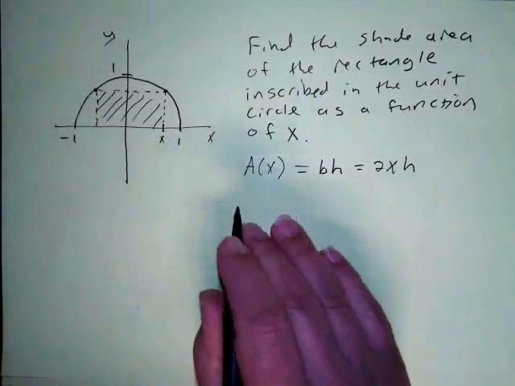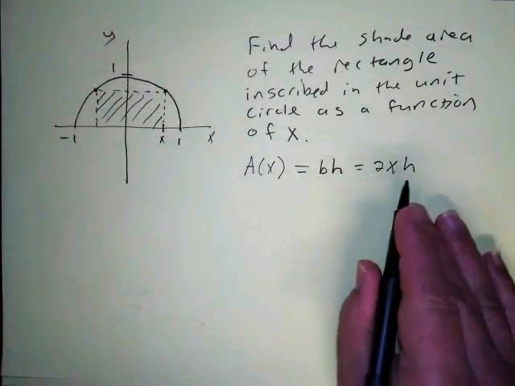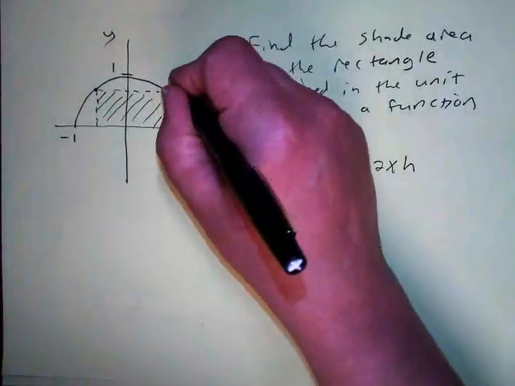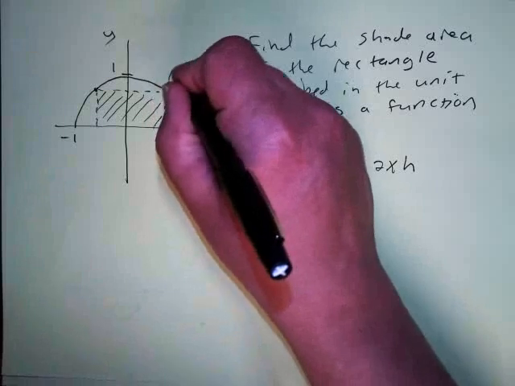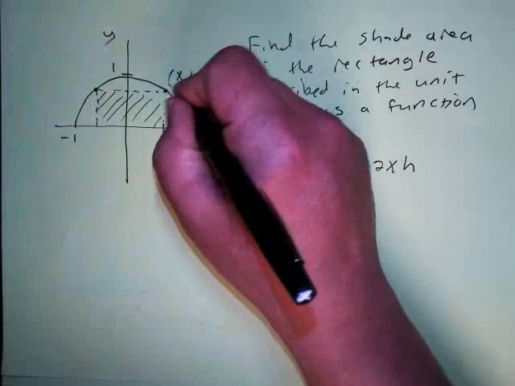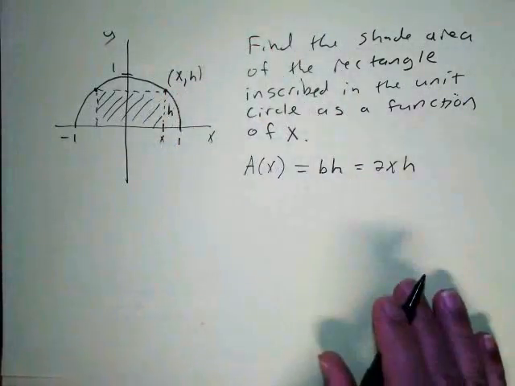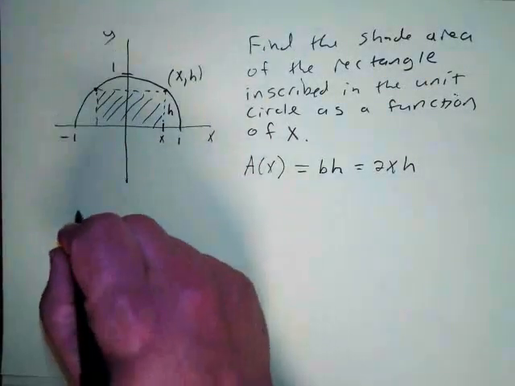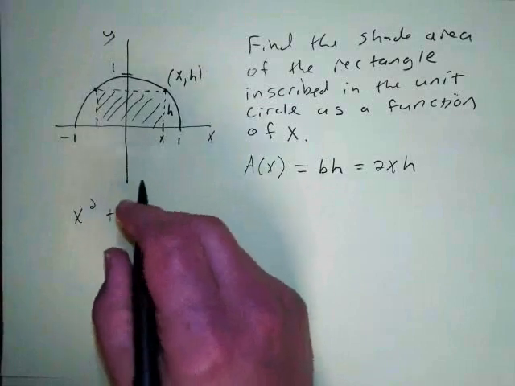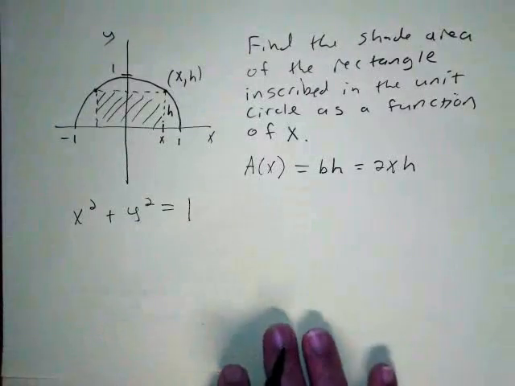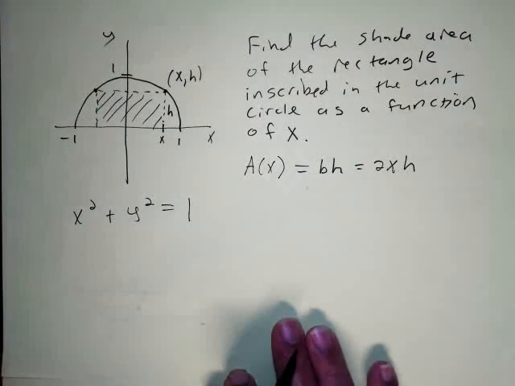Okay, now I want this all as a function of x, so I need the height here in terms of x. And notice that the ordered pair on this unit circle is x, and then this height here is the y value, the height of your rectangle. Okay? And the reason for doing this is that it is a point on the unit circle, so it has to satisfy the formula for a unit circle. And the formula for the unit circle is just x squared plus y squared is equal to 1.